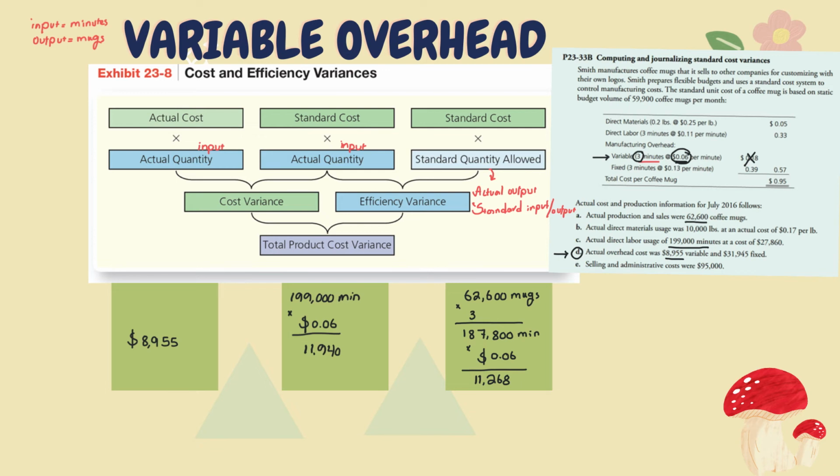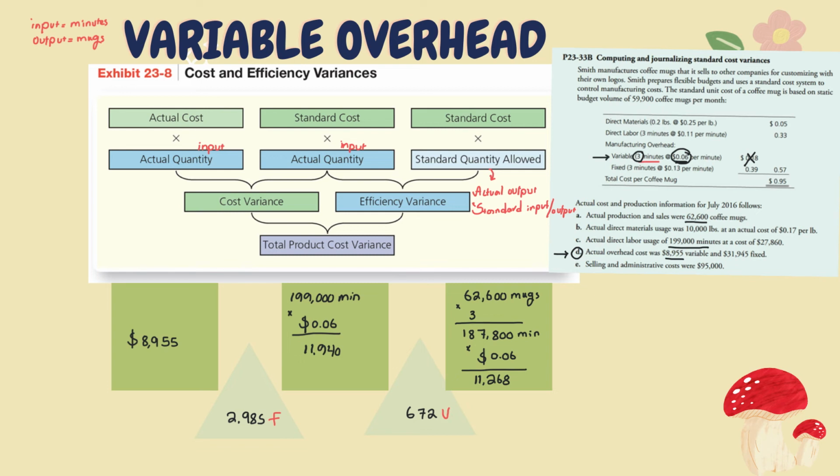Now the difference between 8,955 with 11,940 is 2,985. And the difference between 11,940 and 11,268 is 672. Now I expected to pay 11, I paid 8. So it's going to be favorable variance. I paid less. I expected to pay 11,268. I paid 11,940. I paid more. So it's going to be unfavorable variance.